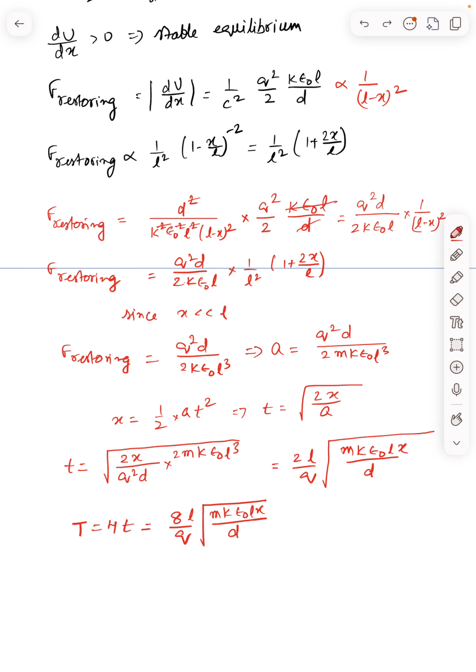Now once it moves a distance x, the time taken can be calculated using this simple kinematics equation, x equal to half at square, since u is 0. So that time I have calculated, this is the value, and to get the time period I have multiplied it by 4. So this will be your answer.